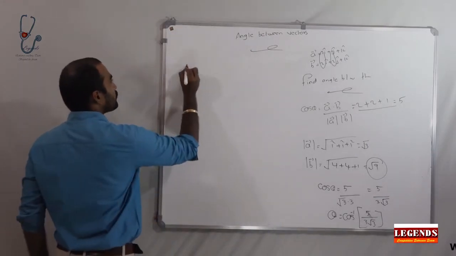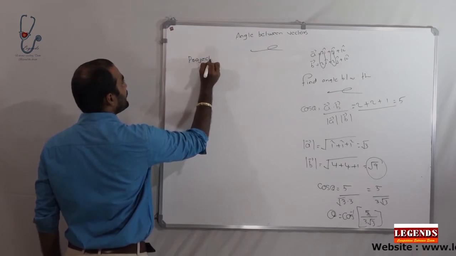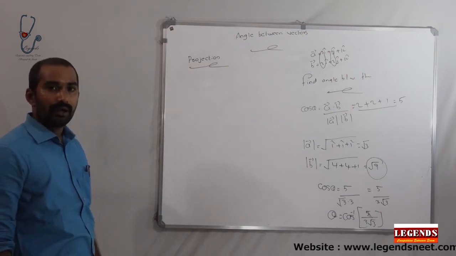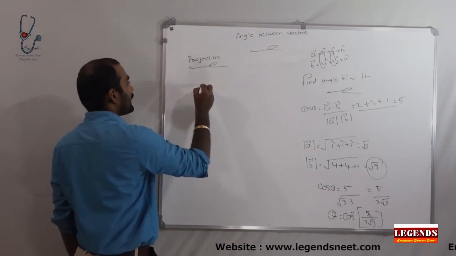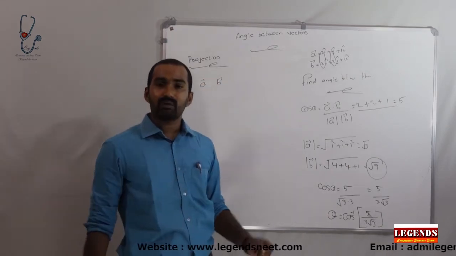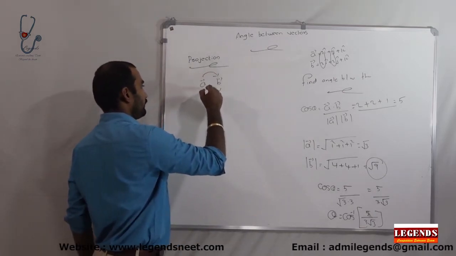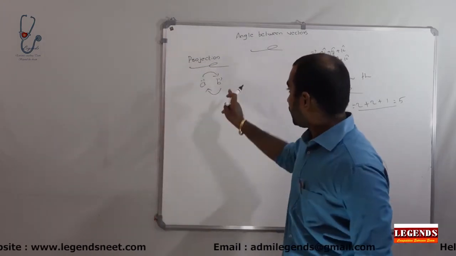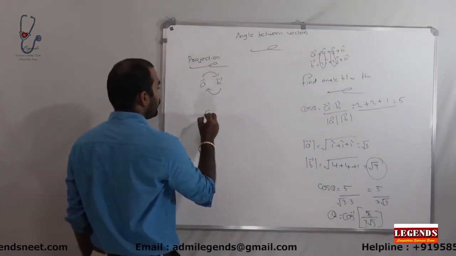Okay, next one is projection. Projection. Okay, I am just explaining it with an example. First, I am taking two vectors, A vector and B vector. We can define the projection from A to B and B to A.